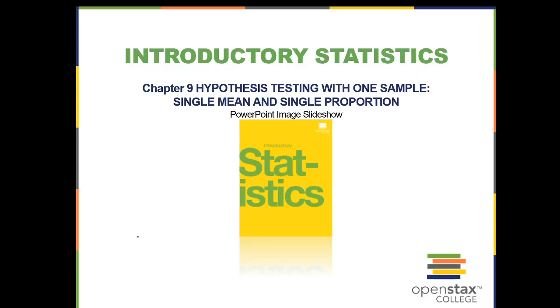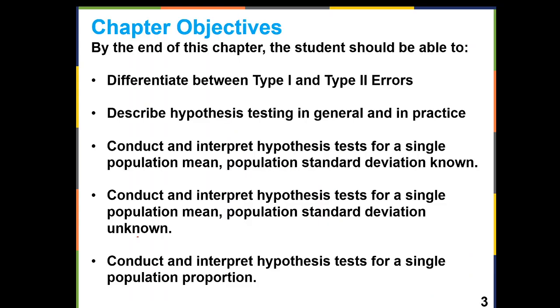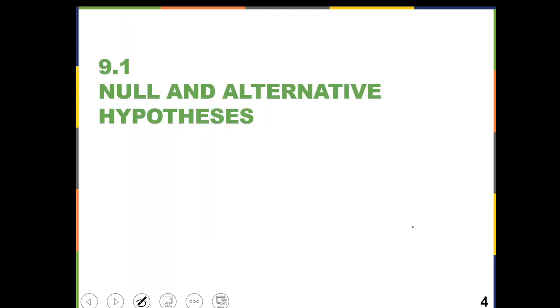So this chapter is about hypothesis testing with one sample. Here is what we're going to learn in this chapter. Differentiate between type 1 and type 2 errors. Describe hypothesis testing in general and in practice. Conduct and interpret hypothesis tests for a single population mean, whether the standard deviation of the population is known or not known. And then we're going to talk about how to do it for proportions. So let's start.